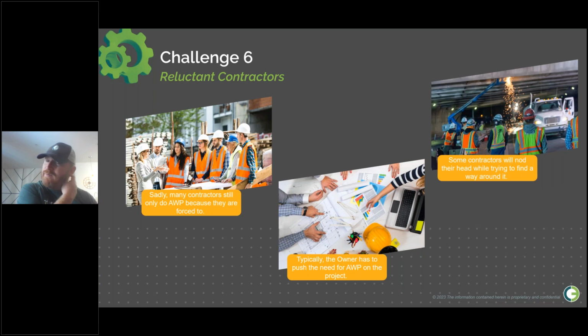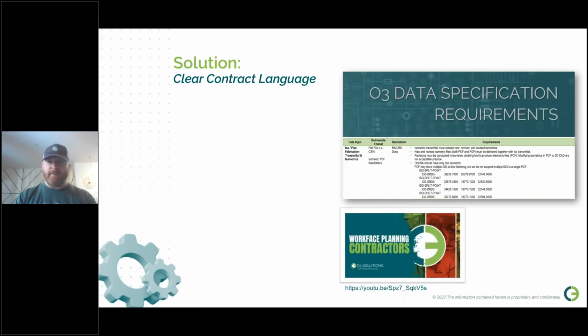So some contractors will inevitably just, frankly, nod their head. Yes, yes, yes, we do it, especially if you're telling them during the bid stage, yes, yes, we do that, no problem. And then they're already sitting there trying to figure out ways that they can get around doing it. So how do you deal with reluctant contractors?